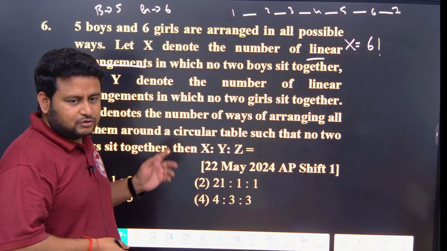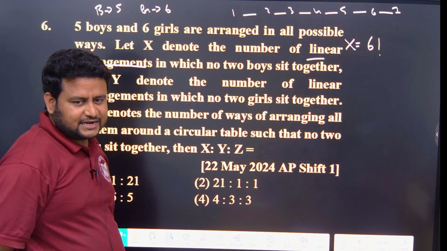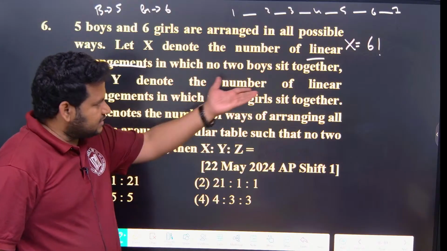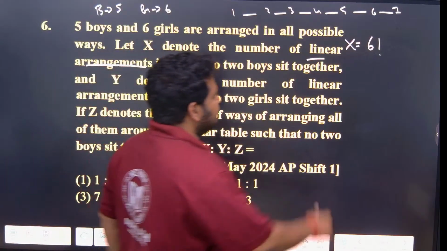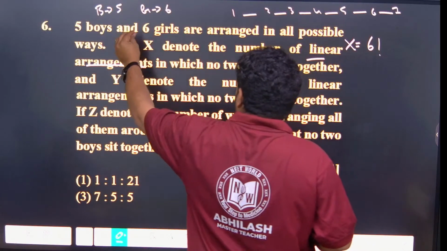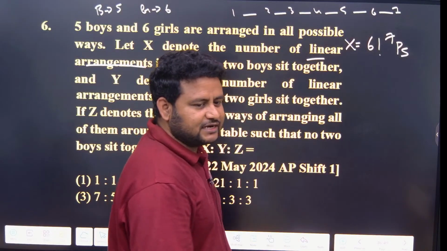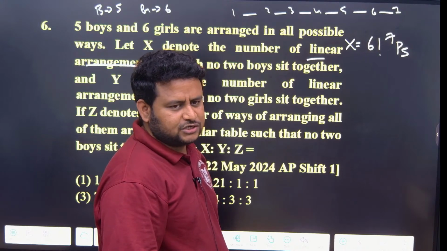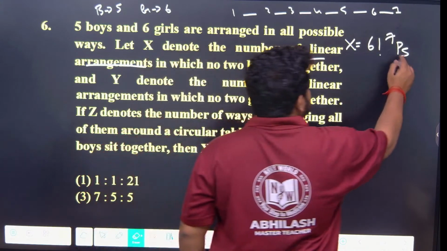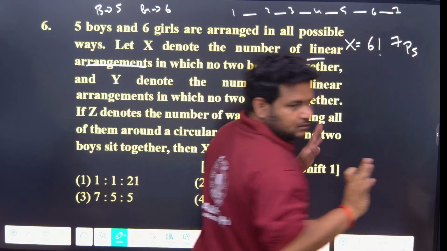5 boys. Should you select or arrange? Arrange. Girls are already selected, and between them you have to arrange. So this is 6 factorial ways. You have to arrange 5 boys out of 7 places, meaning 7p5. 7p5 can also be written in another form, but for now keep it as 7p5, as it is.